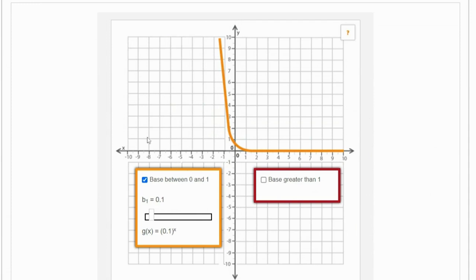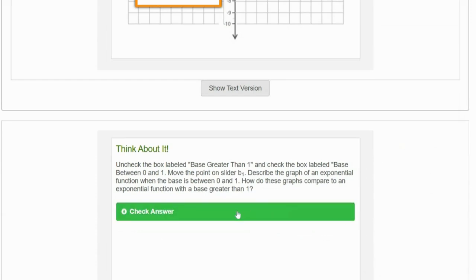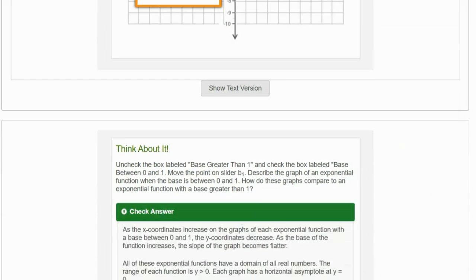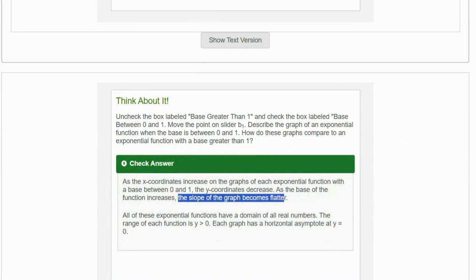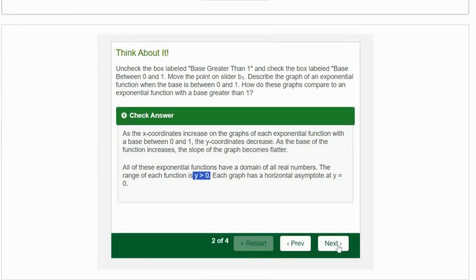So it has, again, a domain of all numbers and a range of y is greater than 0. So as the x-coordinates increase on the graphs with each exponential function with a base between 0 and 1, the y-coordinates decrease because it's coming down. And as the base of the function increases or gets closer to 1, the slope of the graph becomes flatter. All of these have a domain of all real numbers, and the range is y is greater than 0.